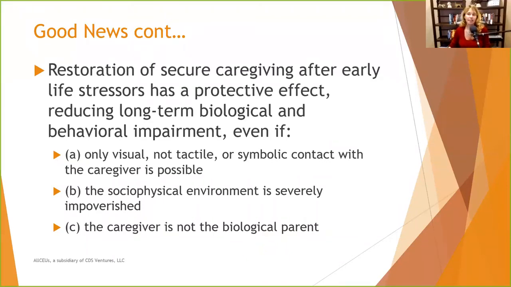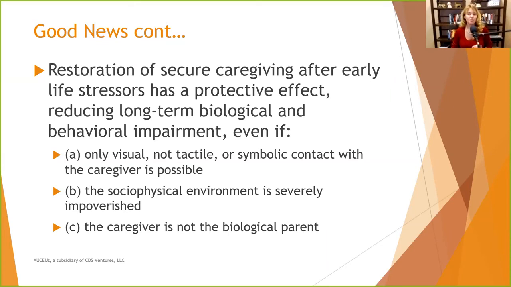Restoration of secure caregiving after early life stressors has a protective effect, reducing long-term biological and behavioral impairment. So if there are early life stressors, but then a secure caregiver, whether it's a foster parent or maybe they're in long-term treatment, but there's somebody secure there, it can have a protective effect, even if it's only visual and not tactile or symbolic with the original caregiver. So maybe they can see pictures of their mom or dad, but they may not be able to touch, hug, or have that person in a parental role, but they see pictures.